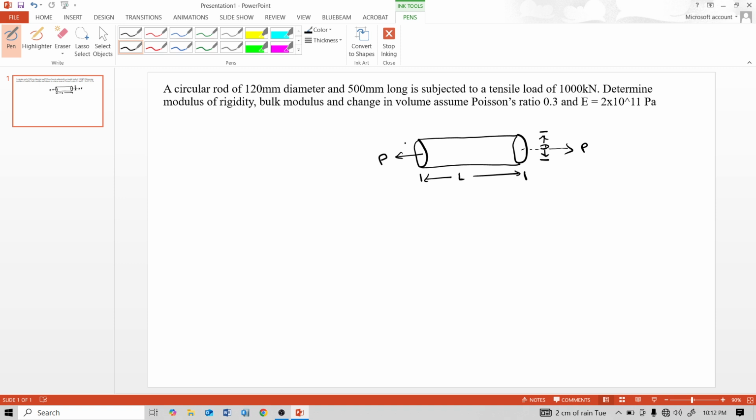Determine modulus of rigidity, which is capital G, bulk modulus, which is capital K, and change in volume. Modulus of rigidity is shear stress to the shear strain, and bulk modulus is volumetric stress to the volumetric strain.